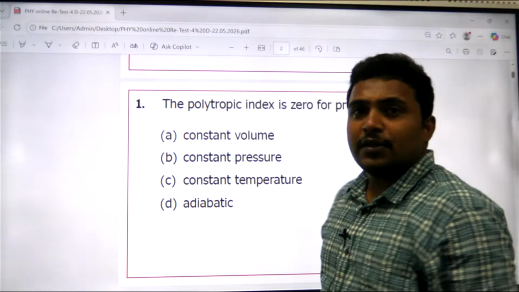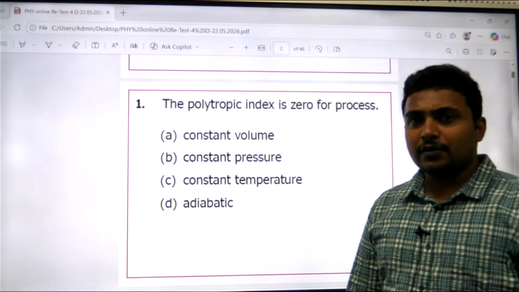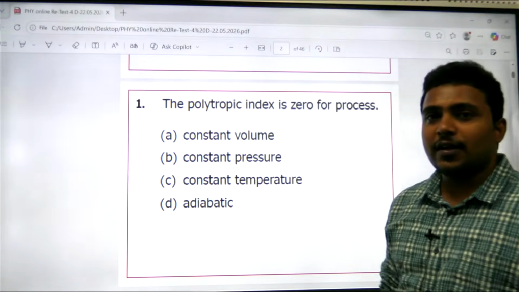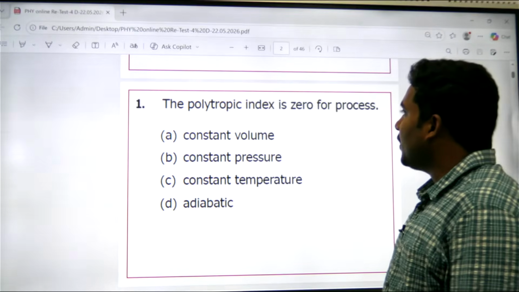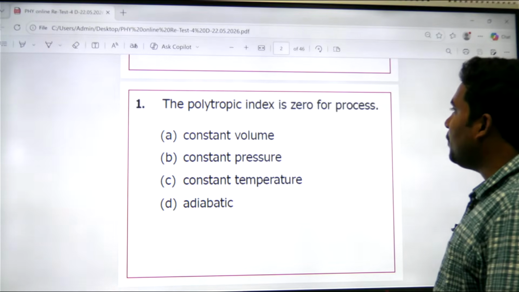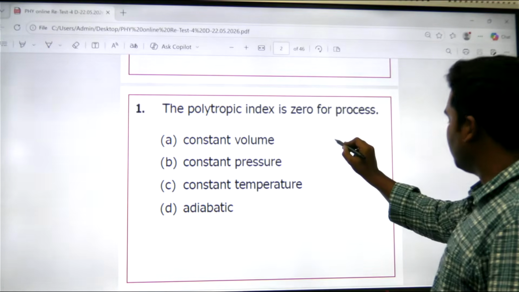Greetings. Today we shall discuss the exam paper we attempted on the 22nd. The first question is: the polytropic index is 0 for which process? What is a polytropic process?